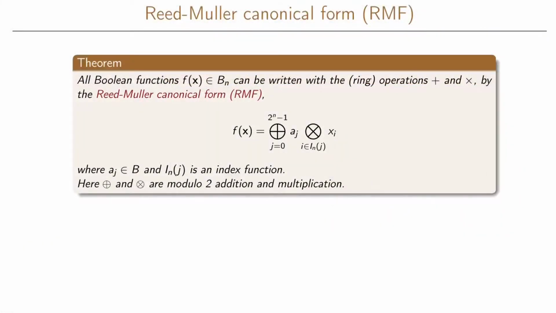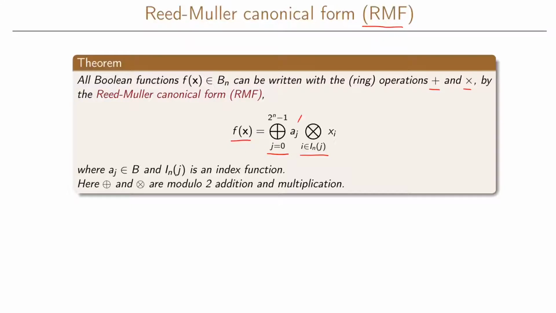The last normal form that we're going to look at is the one that is called the Reed-Muller Canonical Form, or shortened as RMF. So there is a theorem that says that all Boolean functions can be written with the ring operations, that is addition and multiplication, by using the Reed-Muller Canonical Form. And this is written as the Boolean function f of x is a sum of multiplications, or a sum of AND operations, or AND terms.